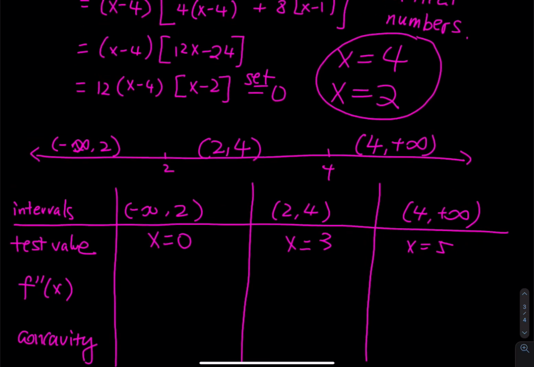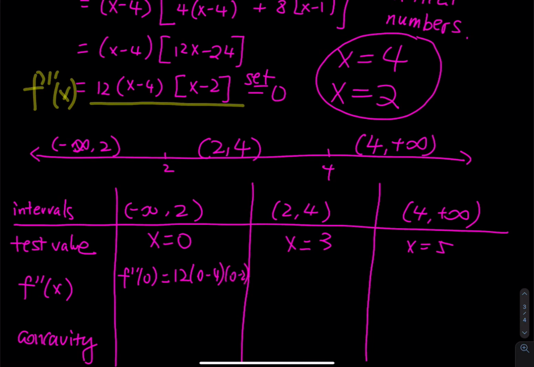So this one is your double prime. You plug in f double prime of 0. So f double prime of 0, you are going to have 12 times (0 minus 4) times (0 minus 2). So overall, you get a positive, right? Negative times negative times a positive 12, you get a positive.